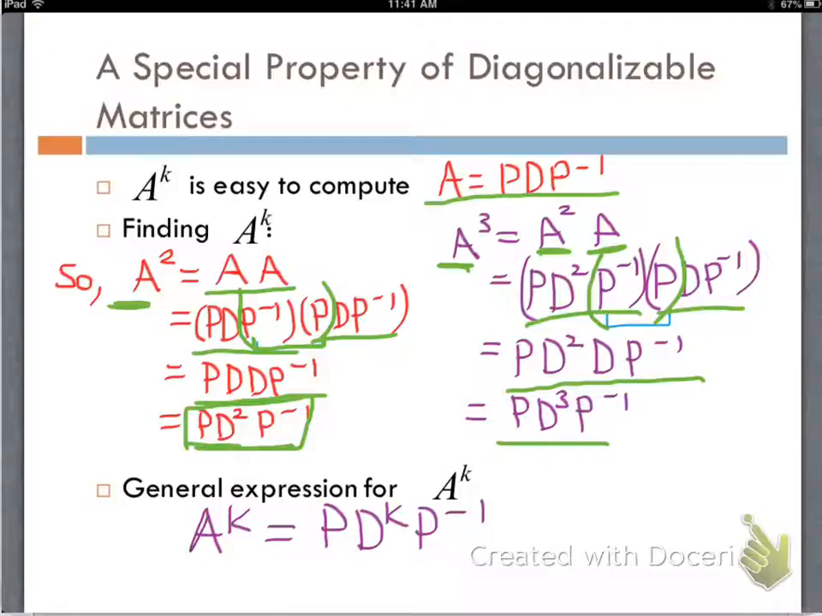So then from those two examples, hopefully you can see the pattern for our general expression. When we have A and we know A is diagonalizable, then we can say A to the K equals P times D to the K times P inverse. Okay, which again is very nice, something that we can do to make it easier to compute our matrices of higher powers, okay? So keep that in mind.